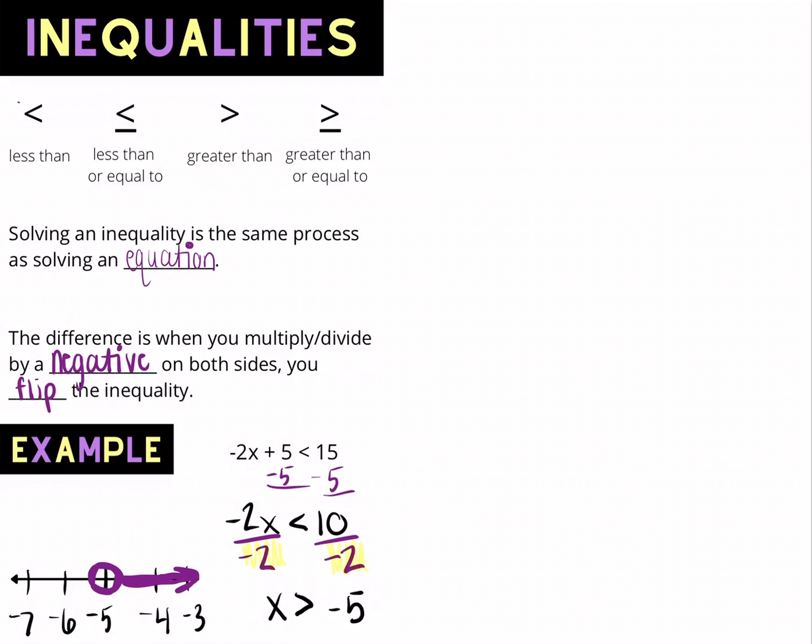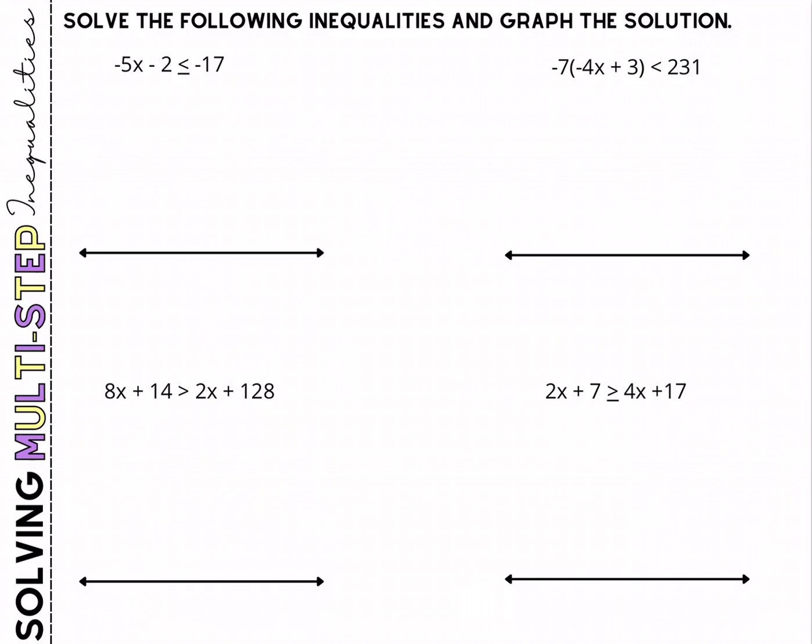Now let's open up the foldable. We have a few different problems. Some are a little bit easier than others, but they're all doable. They're all something that we learned within the past 3 lessons. Negative 5x minus 2 is less than or equal to negative 17. I'm going to add 2 to both sides. Then I have negative 5x is less than or equal to negative 15.